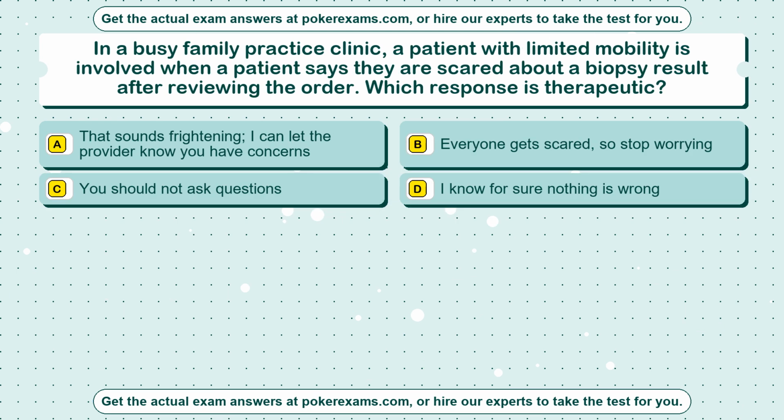Question 83. In a busy family practice clinic, a patient with limited mobility is involved when a patient says they are scared about a biopsy result after reviewing the order. Which response is therapeutic? Option A.